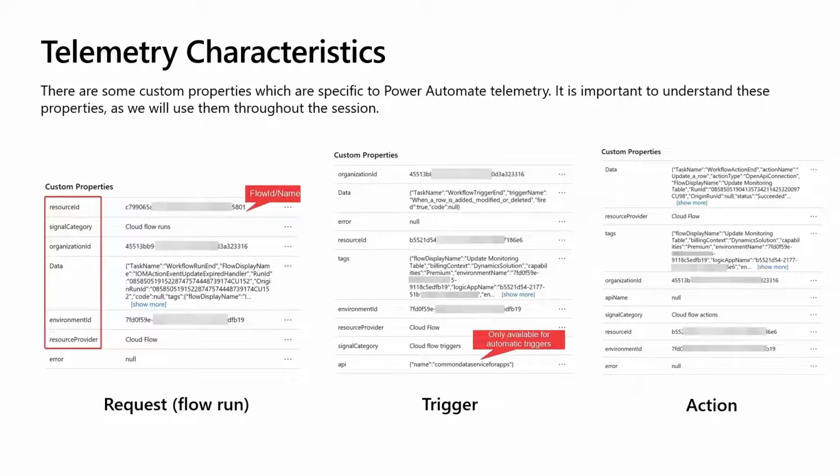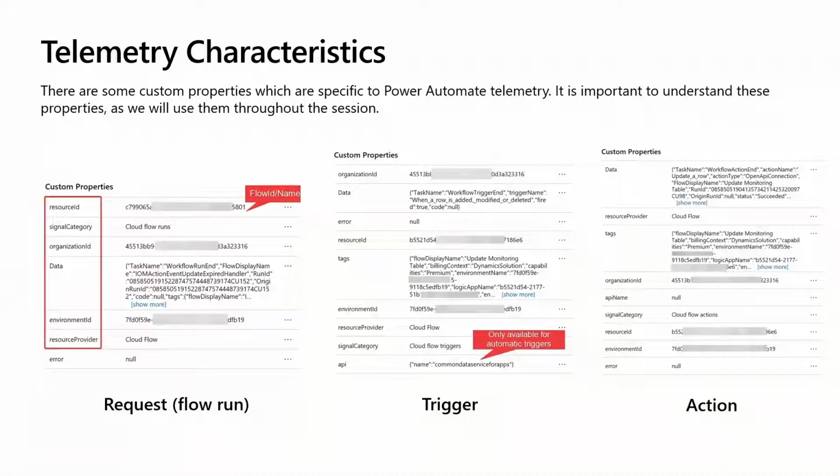All the properties are almost the same. Resource ID represents the flow ID. Signal category differentiates cloud flow runs, cloud flow triggers, and cloud flow actions. Organization ID and environment IDs are related to the Dataverse instance. Resource provider is really important. It will help to filter out the Power Automate telemetry if you are pushing the Dataverse telemetry to the same App Insights instance.